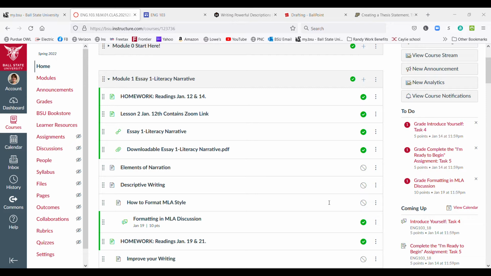I had a student ask about when the literacy narrative is due. So we have a Friday, January 28th is when the rough draft is due. You will have to have 3 pages due then. And then the final draft of Essay 1, Literacy Narrative, is due on Canvas on Friday, February 4th. So we have plenty of time. We are in no hurry. I've tried to space everything out and give us plenty of time to work.